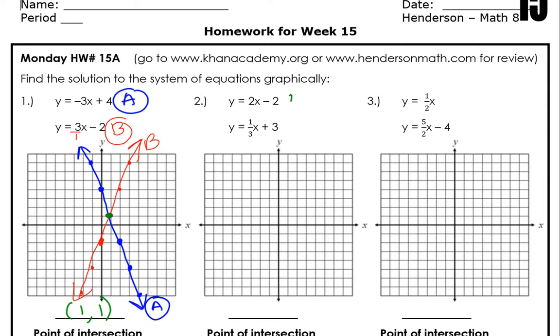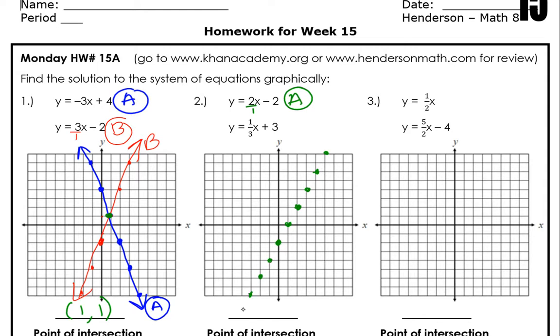Question number 2, I'm going to graph the first one in green, letter A. So that's 2x minus 2. Minus 2 is my y-intercept. And 2 over invisible 1 is my rate of change. Up 2 over 1. I'm going to keep going until I run out of room or hit the edge of my graph. Now instead of going up and right, I'm going to reverse it. Down and left, down and left, down and left.